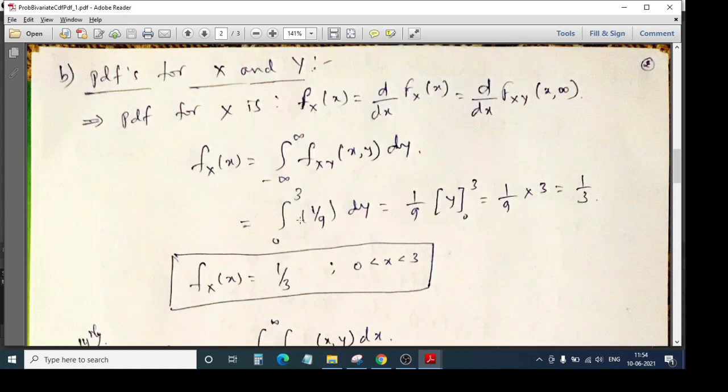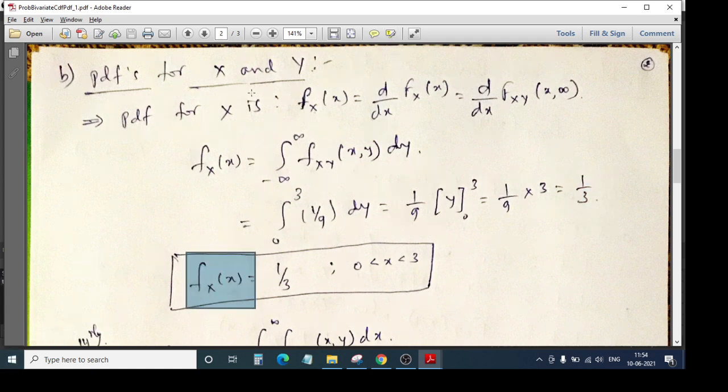You will be integrating just dy. So integration of dy is nothing but y. Use the upper limit and lower limit, which are 3 and 0. Once you integrate, what you will be getting? It is just 3. So the final answer is 1 by 3. So I have found out your fx of x.